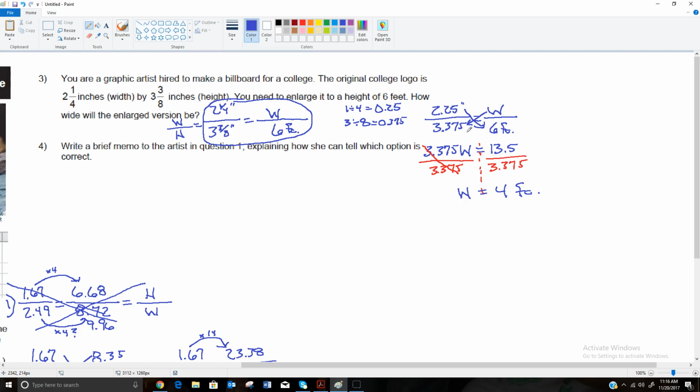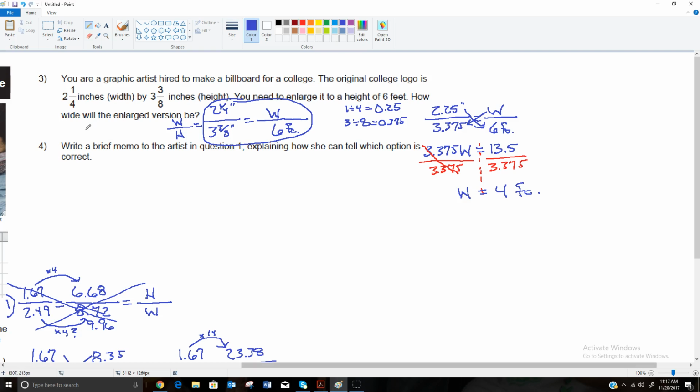There are other ways to do this. You could see what this got multiplied by and then multiply this by the same thing. But I've just found that students like this way the best. But if you're hearing that and you like that way better, that's fine. So for instance, 6 divided by 3.375 is 1.777 repeating. So you could just take that times the 2.25 and you would also get the 4 feet. But as I said, most students I've found really like the cross multiplication. So they'll just cross multiply here, get the 3.375W, cross multiply here, get the 13.5, and then you just divide by that number in front of the W.